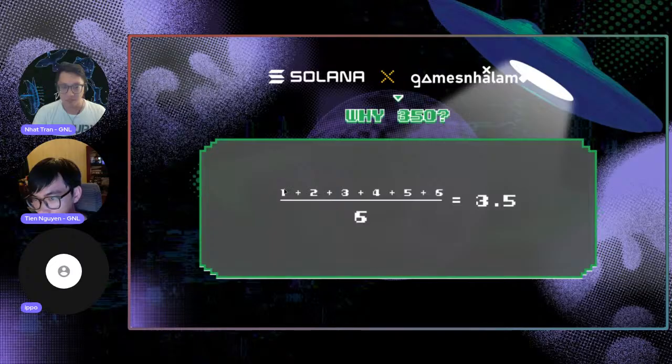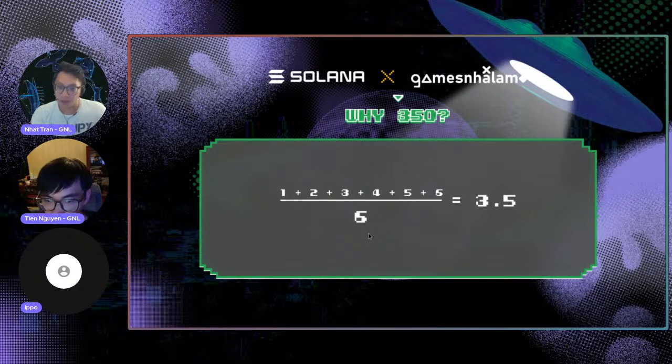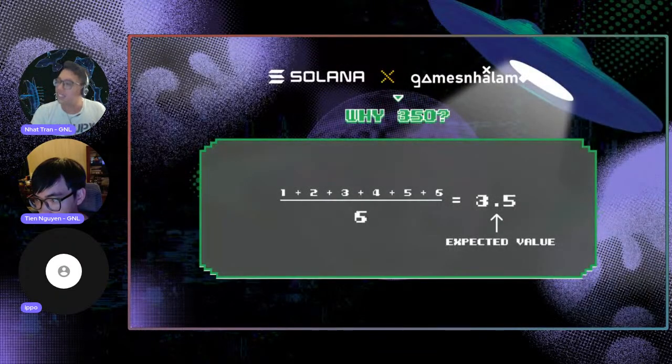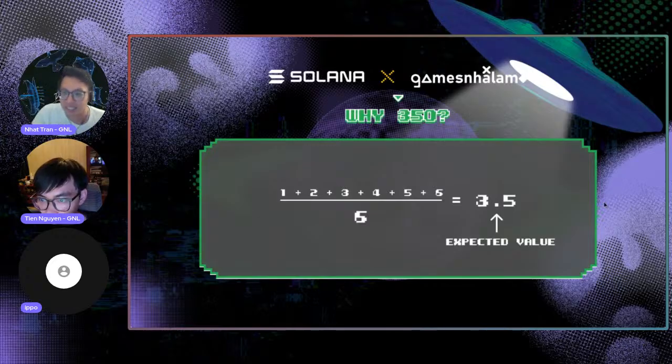So 1 plus 2 plus 3 plus 4 plus 5 plus 6, 6 faces. That's why we divide the sum of all of the values on the faces of the die by 6, and then we get 3.5. And what is 3.5, you may ask? 3.5 is the expected value. So we can expect that on average, one single die will give us a value of 3.5. So that's why we have 350. 350 is 3.5 times 100. That's how we calculate it. And if we know this in advance, then we will surely place the bet on 300 or higher, because we know for sure that on average, this will be the result of rolling 100 dice.